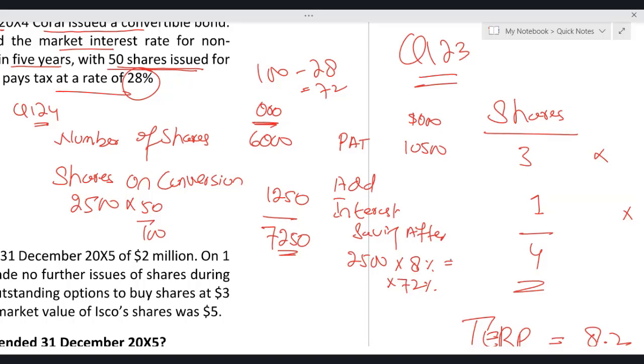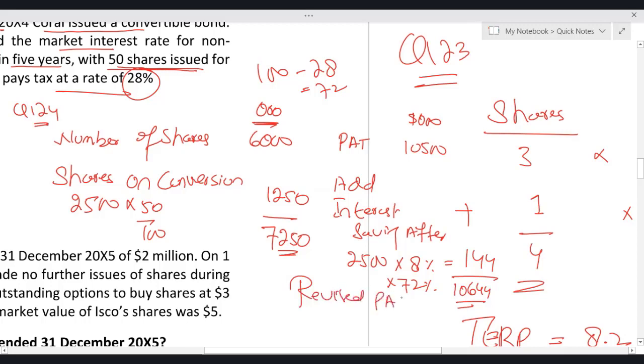So let's see what we are getting. I'm getting 144. So simply 10,500 plus 144. The revised earnings are 10,644, the revised PAT. Students, we have revised profit after tax 10,644.